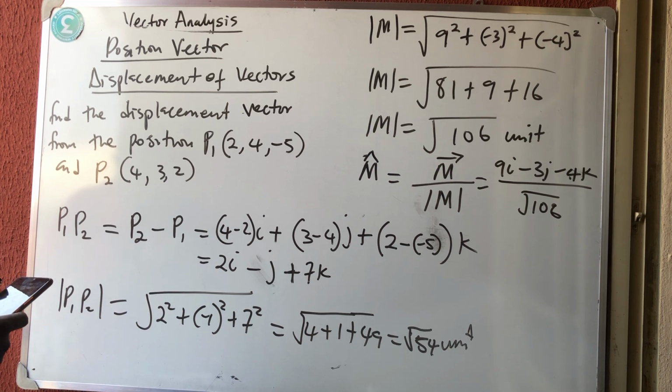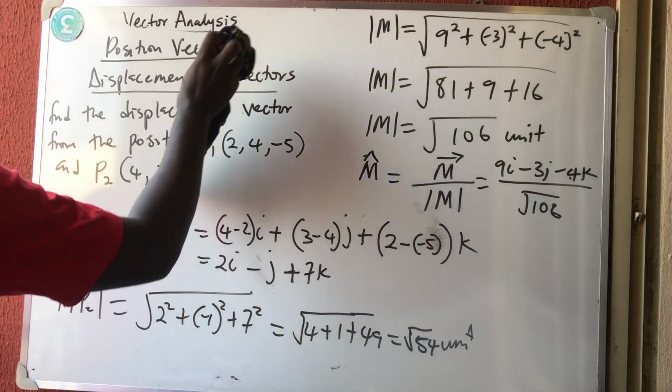So the next thing we are going to look at is direction cosine of a vector.